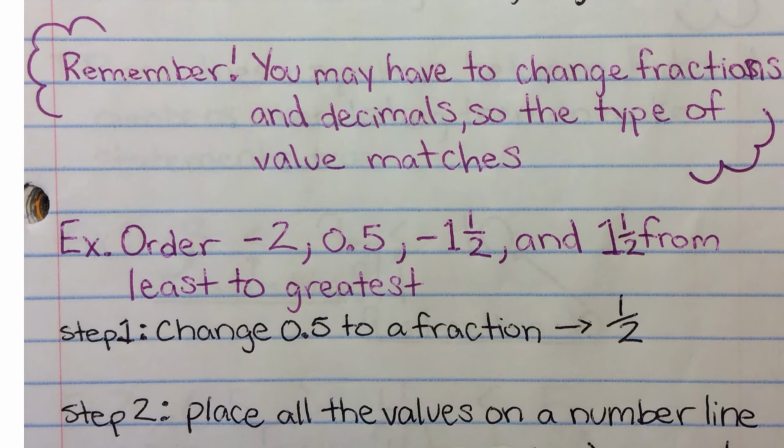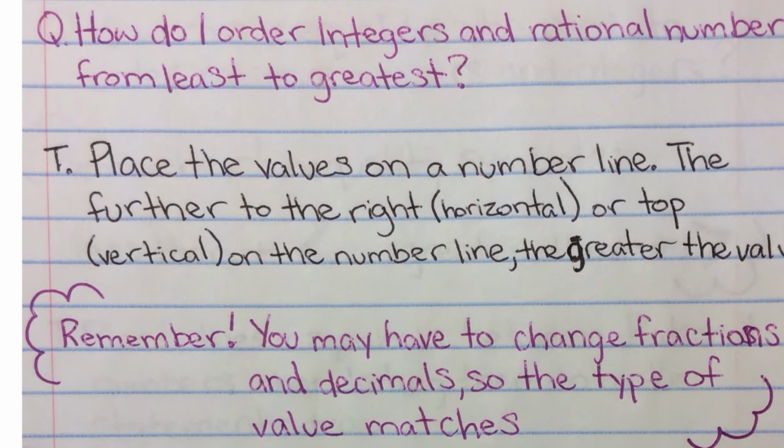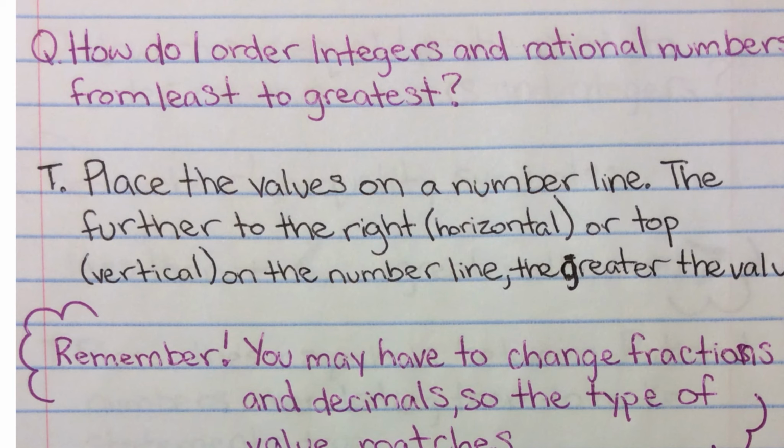So let's scroll back up here to the question, and hopefully we've been able to answer this. How do I order integers and rational numbers from least to greatest? Okay, you put them on a number line and identify which one is farthest to the left, and then so on as you get bigger up to the right.